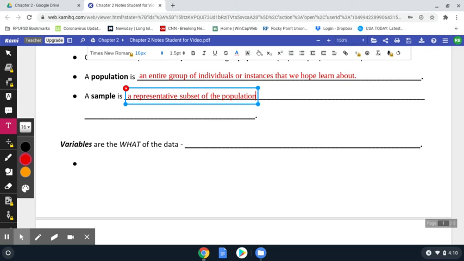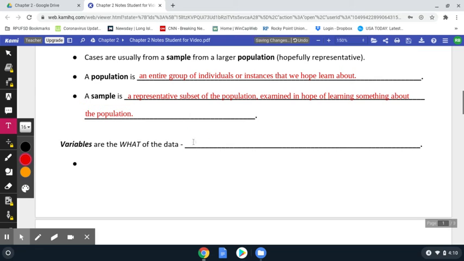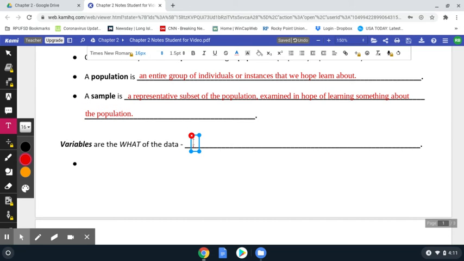And we're going to say not only is it a representative subset of the population, but that is, what do we do? It examines in hope of learning something about the population. And for those of you at home watching and listening to the video, obviously you've probably already taken advantage of the ability to pause. Sometimes I can type rather quickly, so I do apologize for that.